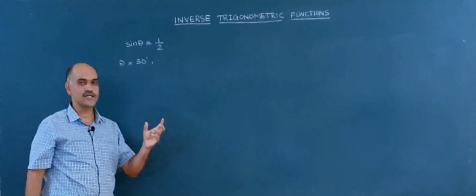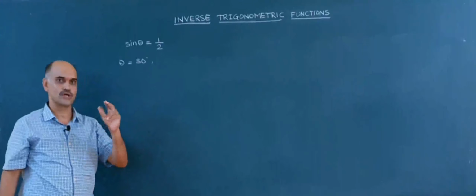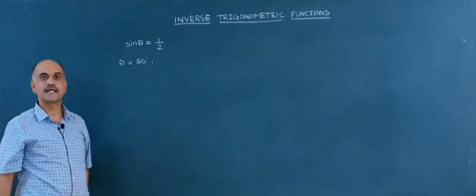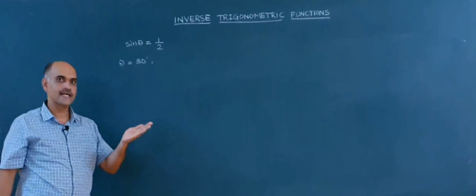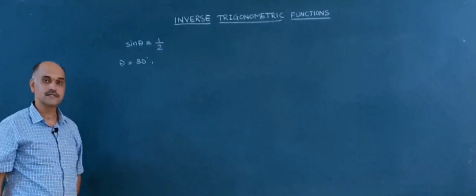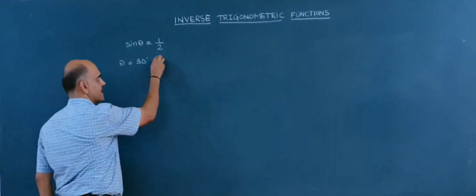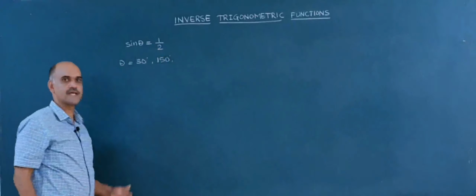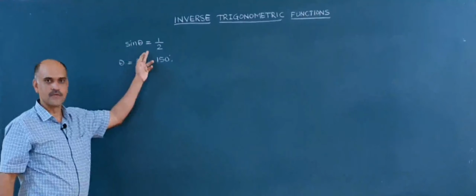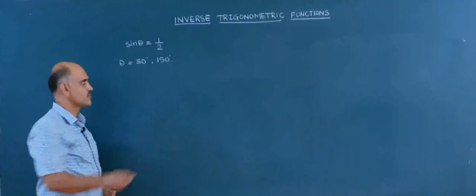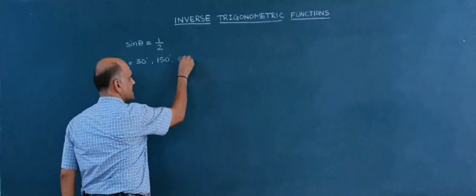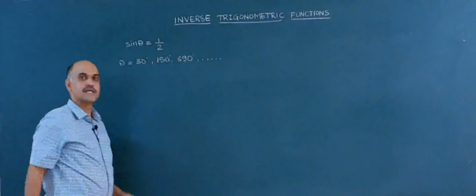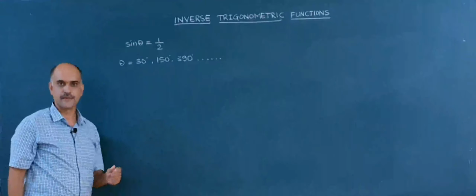Sine function will be positive in 2 quadrants: first quadrant and second quadrant. In the second quadrant you will have the angle 180 minus theta, so here you will have 150. Even if you calculate sine 150, you will have 1 by 2. Similarly, if you go further, you will have 390, and so on.